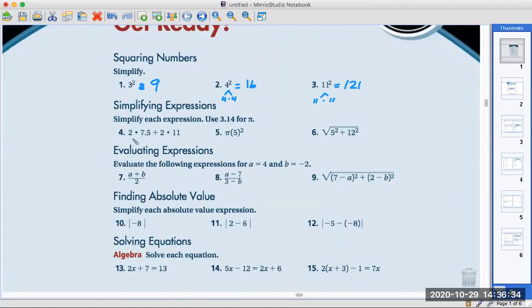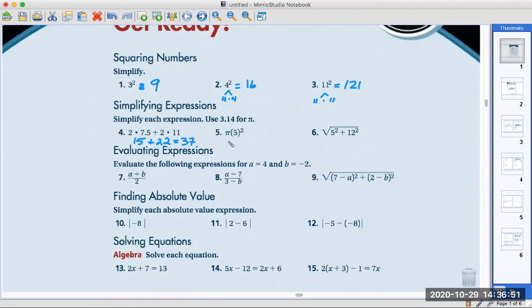Okay, squaring numbers. Now we're looking at order of operations. So you multiply first. 2 times 7.5 is 15. Plus 2 times 11 is 22. 15 plus 22 is, I believe, 37.